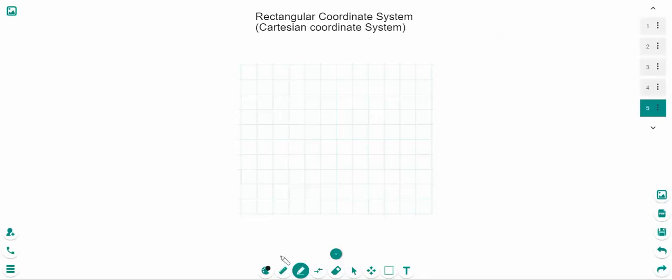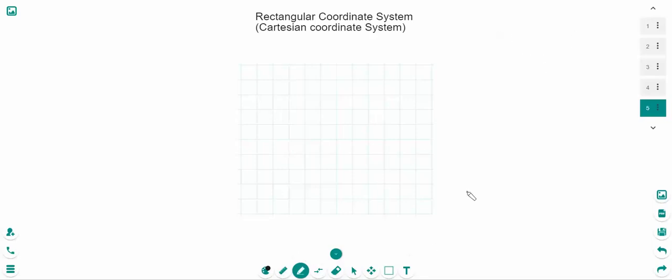All right, so when we talk about the rectangular coordinate system, we're actually talking about a way of expressing ordered pairs, of graphing ordered pairs. So we've already talked about what an ordered pair is.